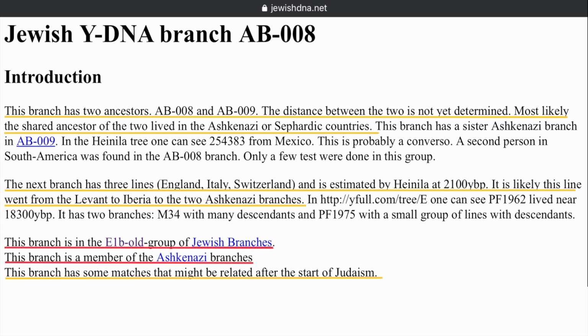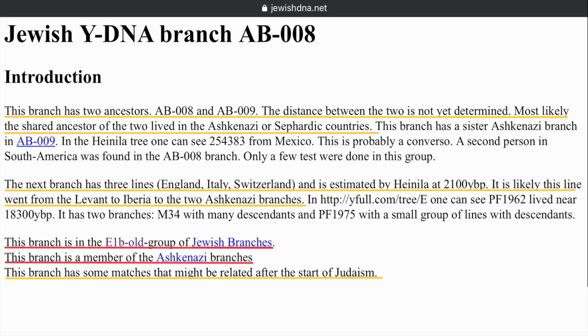This branch has two ancestors, AB-008 and AB-009. The distance between the two is not yet determined. Most likely, the shared ancestor of the two lived in the Ashkenazi or Sephardic countries. This branch has three lines, England, Italy, Switzerland, and is estimated by Henlea at 2,100 years before present. It is likely this line went from the Levant to Iberia to the two Ashkenazi branches.